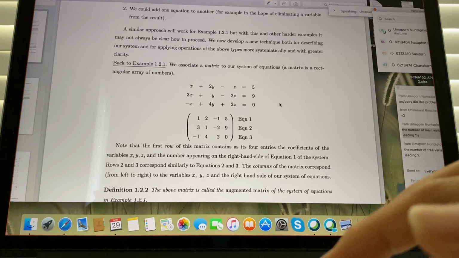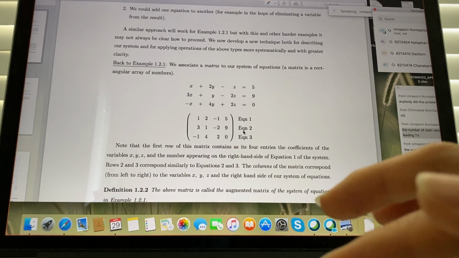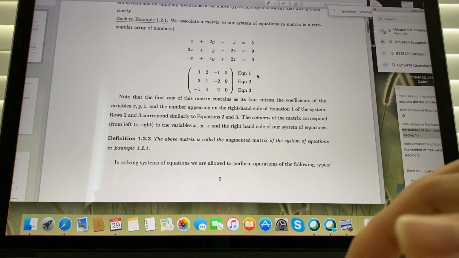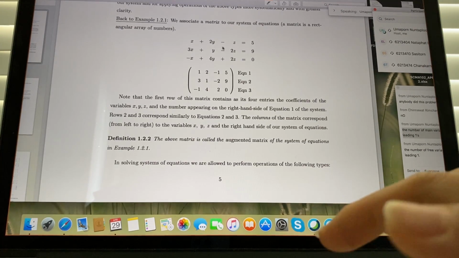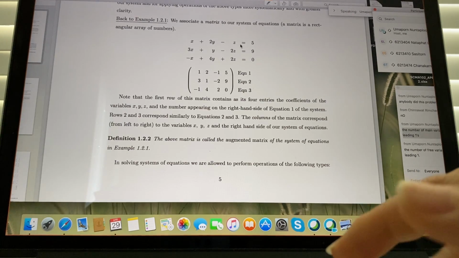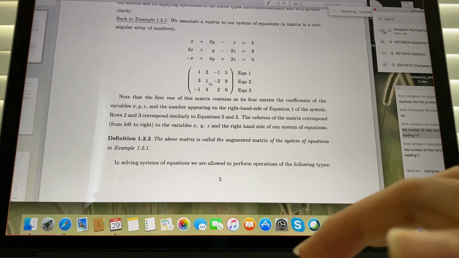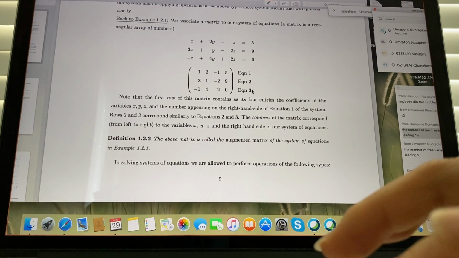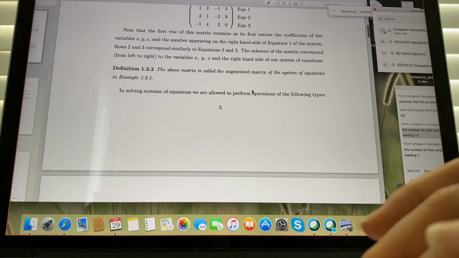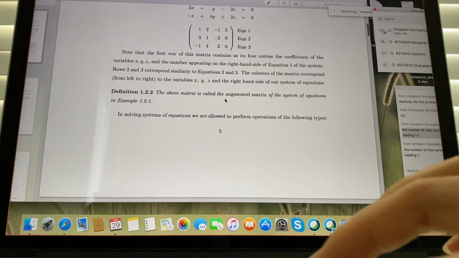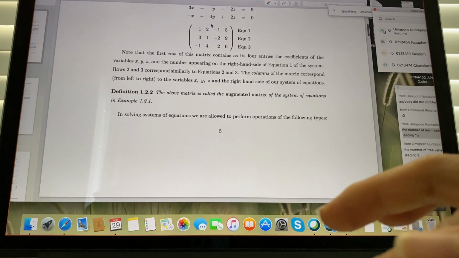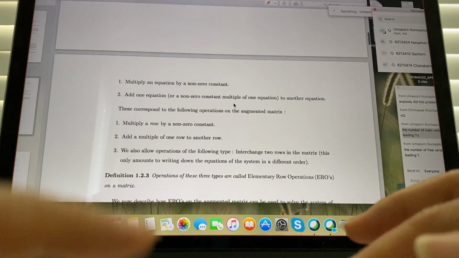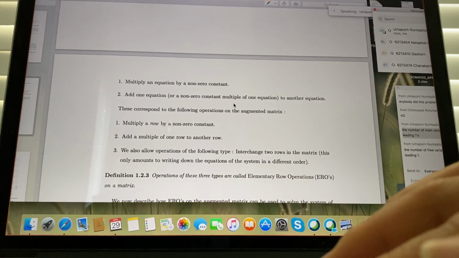Every time you have a system, you need to write it in terms of an augmented matrix. The first row comes from the first equation, but we bring only the constant in front of each variable and the term on the right-hand side, you see? And here will be from equation 2, and this from equation 3. After that, the definition says this matrix is called the augmented matrix of the system. You need to be able to write the augmented matrix first.